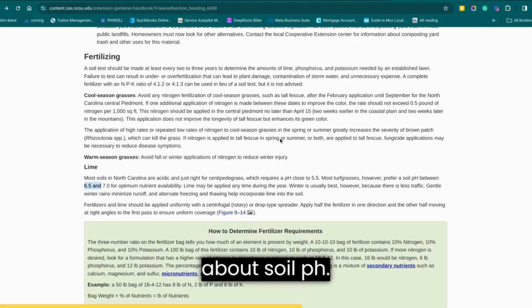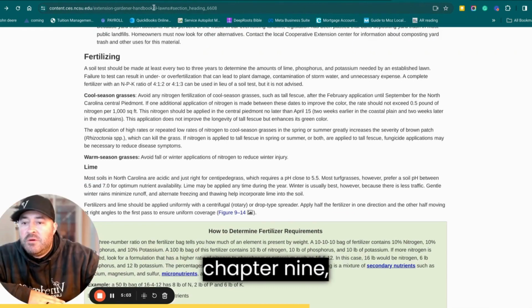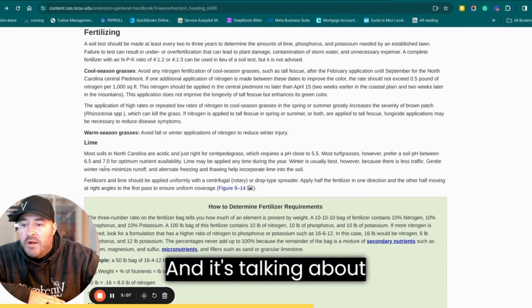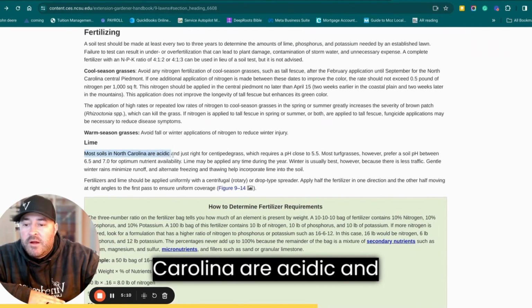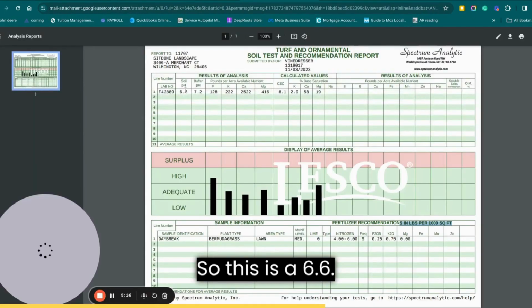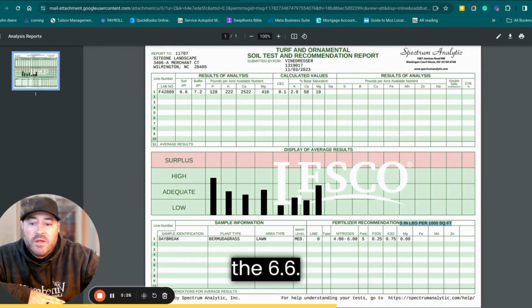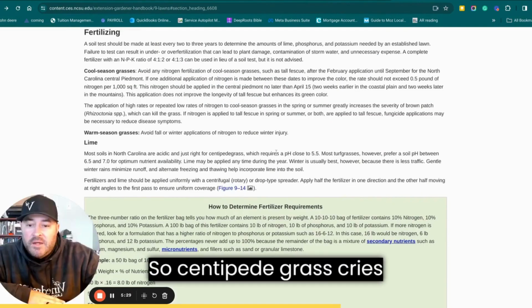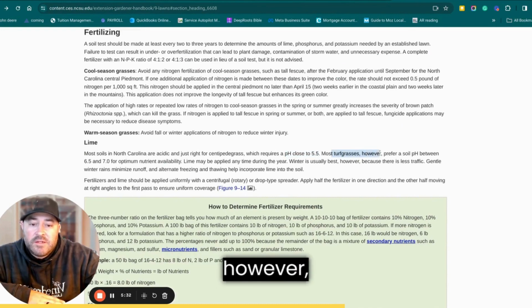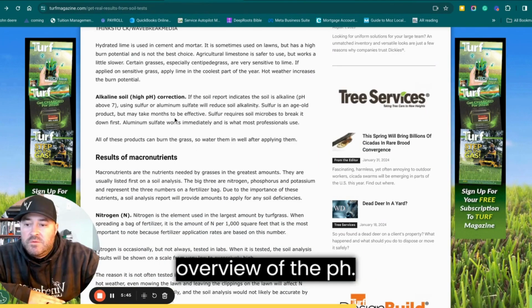Stop real quick and talk about soil pH. This is from the NC State Extension Gardener Handbook, Chapter 9, Lawns. All right, and it's talking about lime, but most soils in North Carolina are acidic and just right for centipede grass, which requires a pH close to 5.5. So this is a 6.6. If it was centipede, we would be using sulfur to bring that pH down, but Bermuda is okay with the 6.6. So centipede grass requires close to 5.5. Most turf grasses, however, prefer a soil pH between 6.5 and 7 for optimum nutrient availability. So that's a little quick overview of the pH.